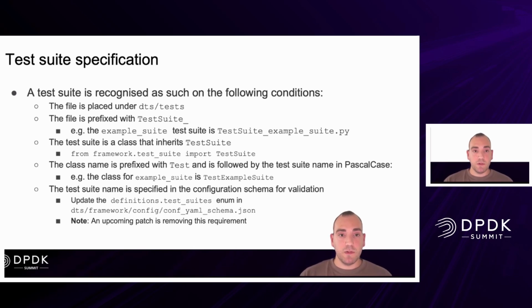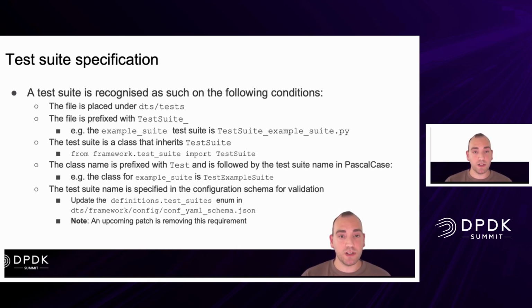Now, if you want to write a test suite, at the moment it's a bit bothersome, but we're working towards streamlining the process and making it easier. There are quite a few rules at the moment. First, the file needs to be placed under the tests folder under DTS. Also, the file needs to be prefixed with test_suite_. For example, if we have example_suite, the test suite file should be called test_suite_example_suite.py.